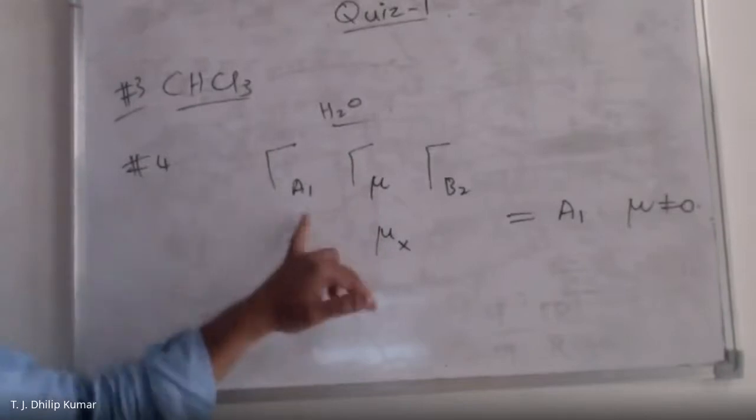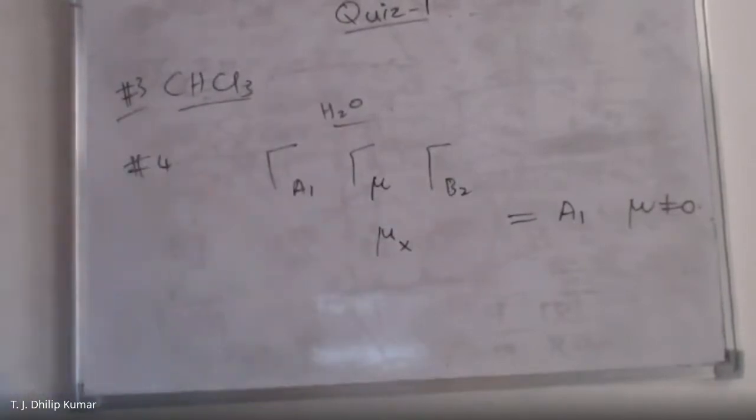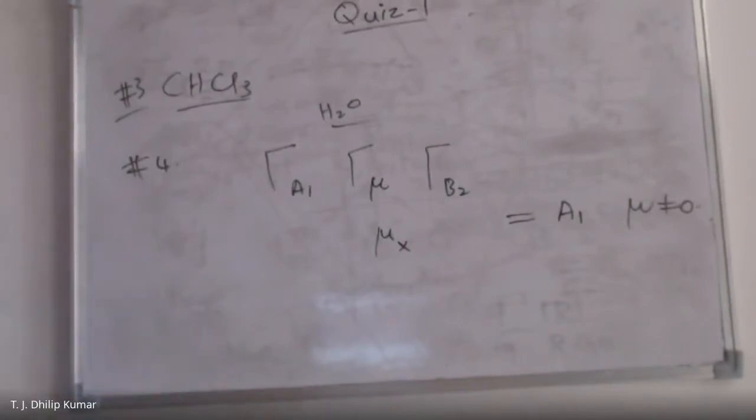If you take water as an example, A1, B2. If you take some other molecule, it could be Ag and Bg, or Ag and another Ag. Then it should be Ag. So it should be the totally symmetric representation product. Then only it will give a signal.